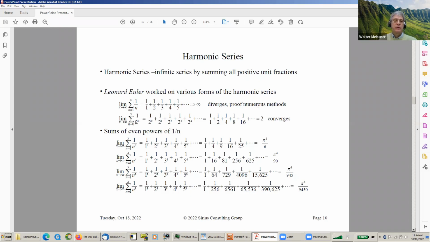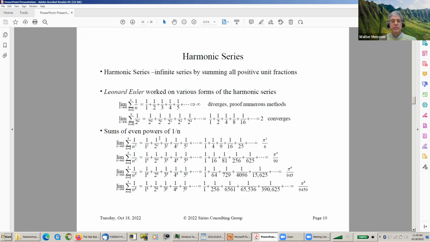He also looked at 1 over 2 to the nth power, with n going from 0 to infinity. If you look at that, you get 1, 1/2, 1/4, 1/8, 1/16, and graphically you can show that it easily converges to 2. Then he looked at other powers of n: 1 over n to the second power, the fourth power, the sixth power, the eighth power. And he came up with this amazing result, but there's a little bit of a story behind it.